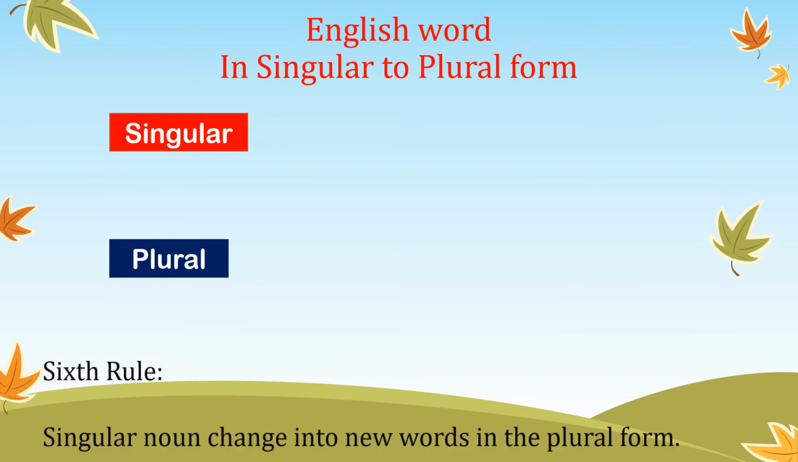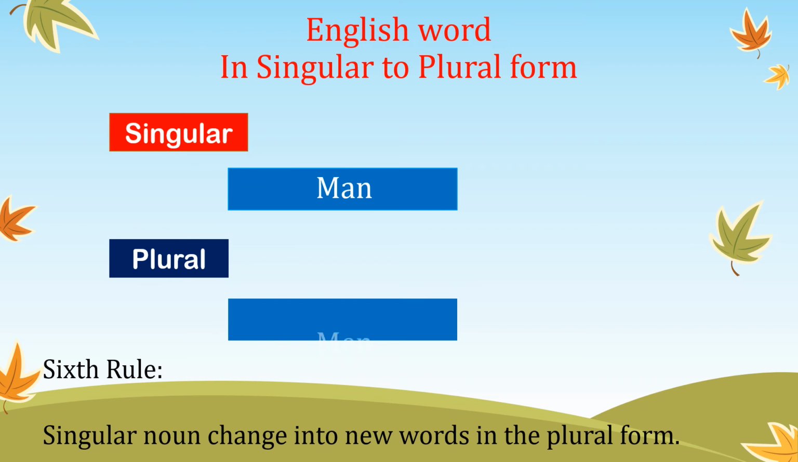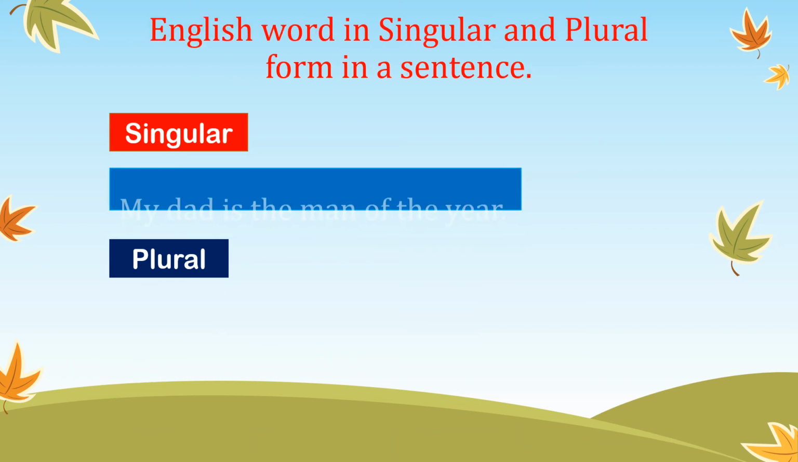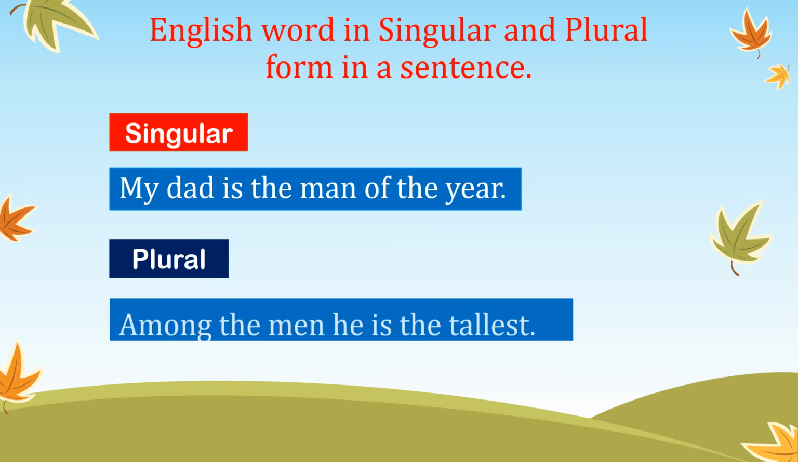Let's proceed to the sixth rule. Singular nouns change into new words in the plural form. For example, singular, man. Now let's make it into plural, men. Let's proceed by making it into a sentence. My dad is the man of the year. Let's make man into plural. Among the men, he is the tallest.